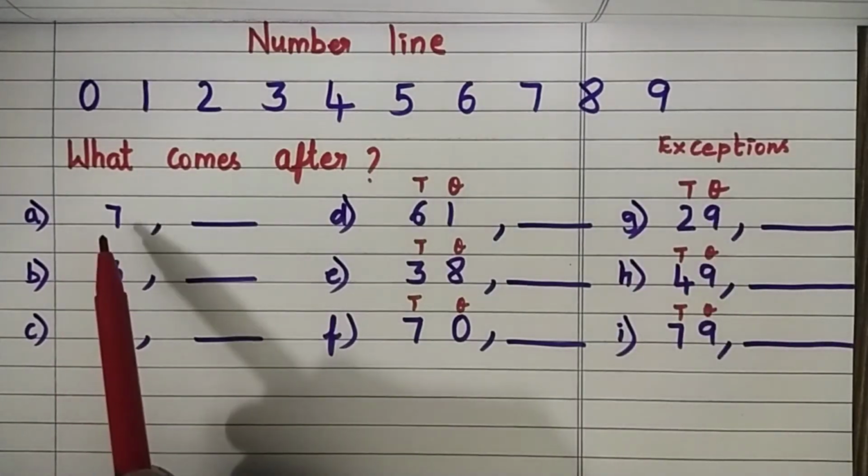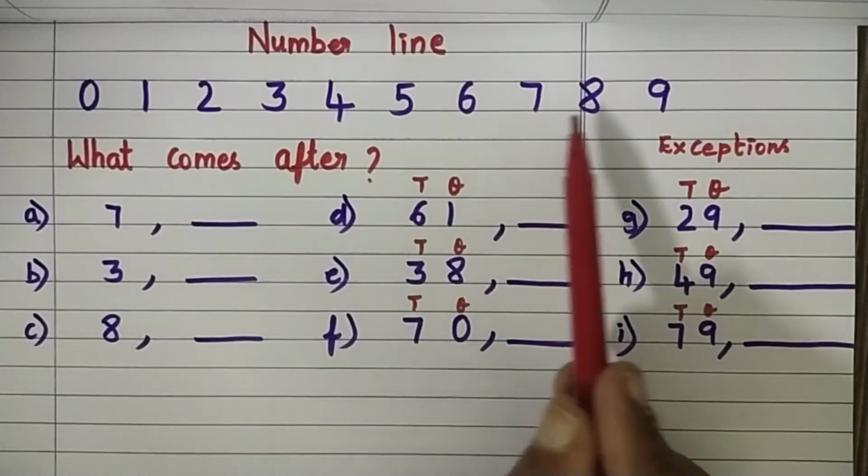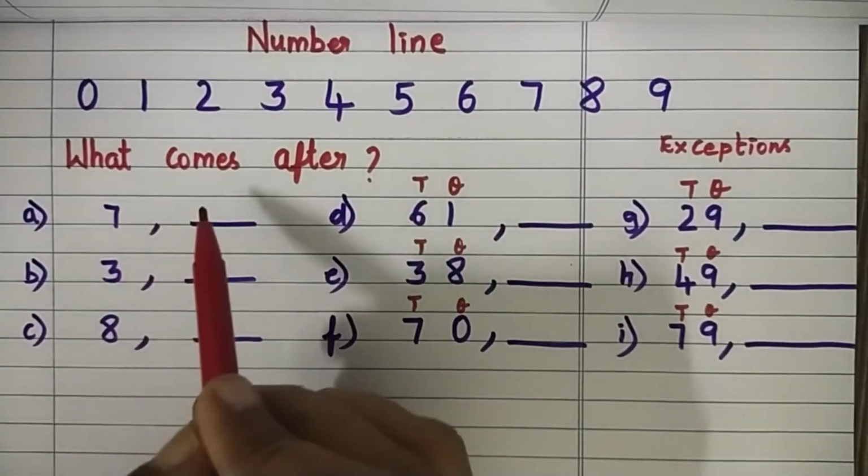See the first example, children. After 7, what comes, children? See the number line. After 7, what comes? 8. So, write 8.